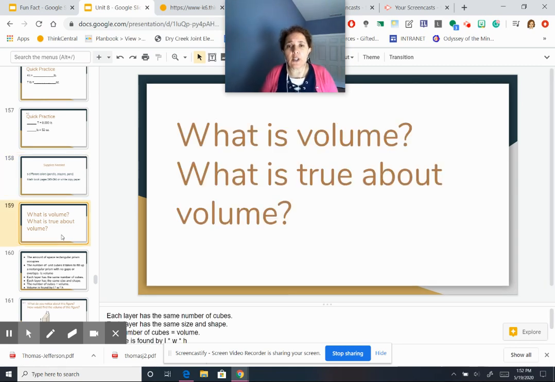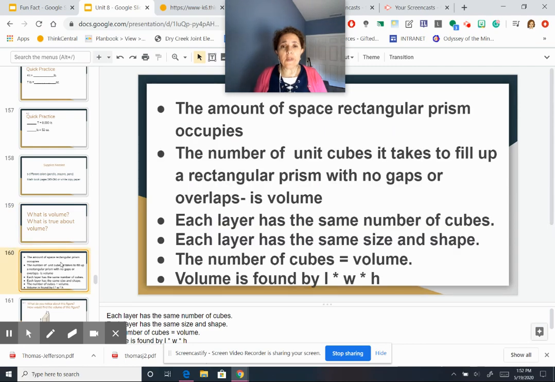So go ahead and pause the video and write down everything you know about volume, okay, and then come back to me. Okay, if you said that volume is the amount of space a rectangular prism occupies, you are correct. How much space is taken up inside a rectangular prism? We measured in unit cubes, so how many unit cubes it takes up to fill up the rectangular prism with no gaps, overlaps. That's volume, okay?